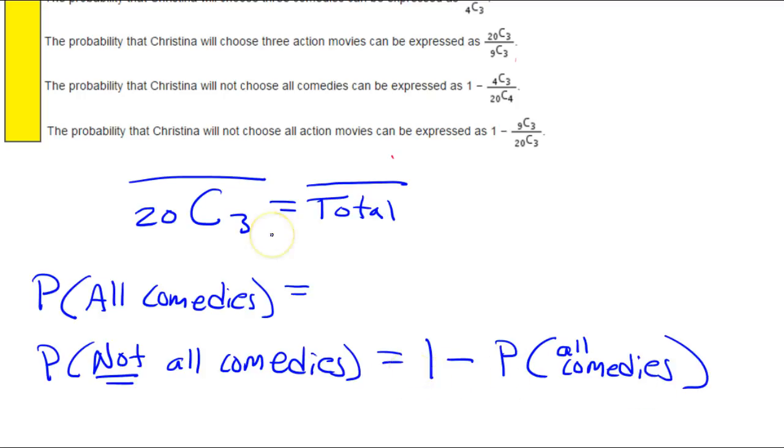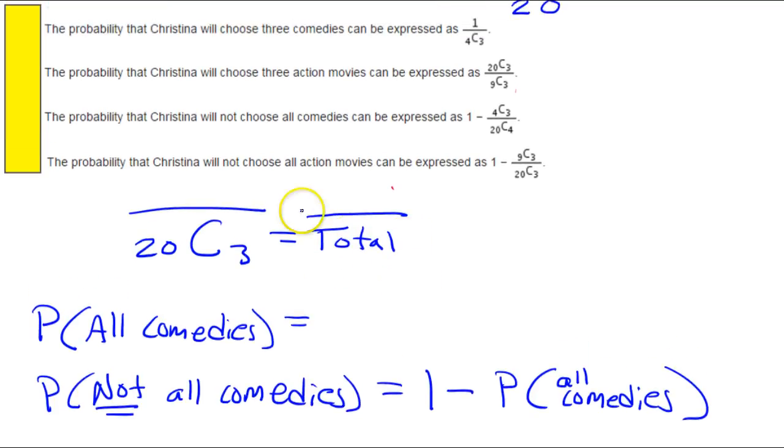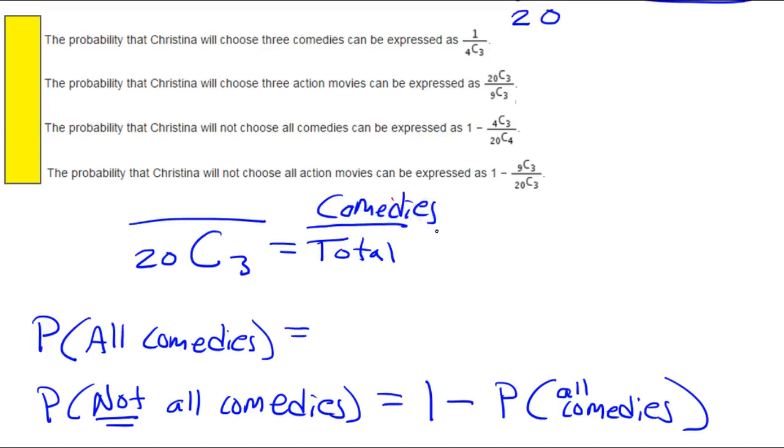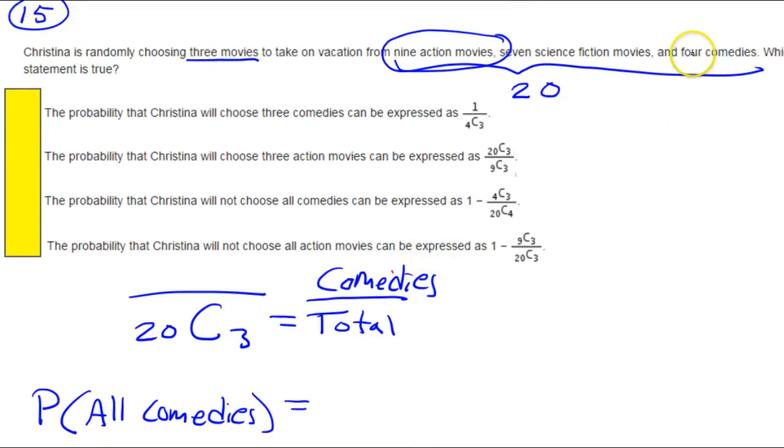Okay, so probability of all comedies. How many comedies are there? There are 4 comedies, but we're only picking 3. So target over total. The number of ways that you could have all comedies is 4 choose 3, because we're choosing 3 out of a total of 4 comedies.